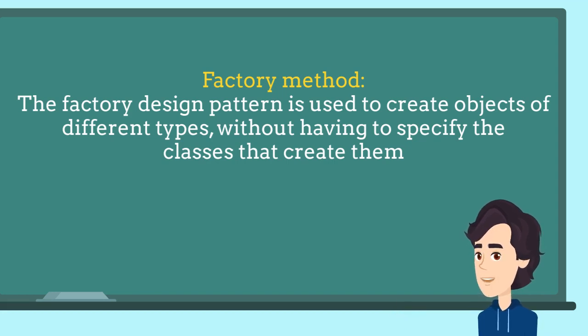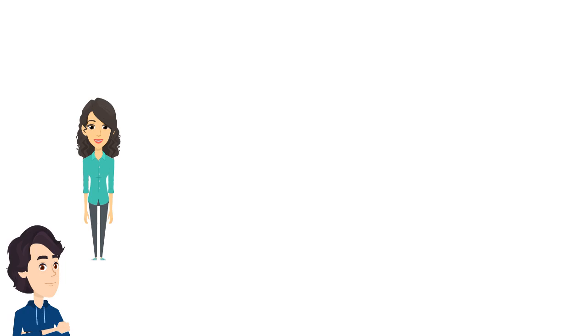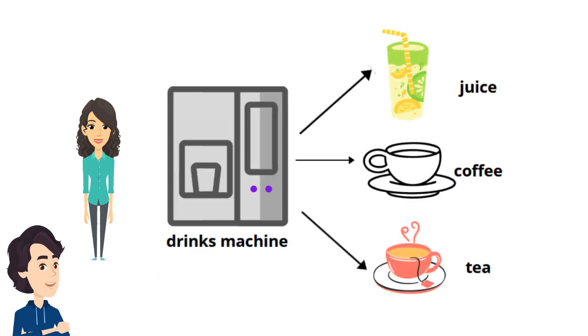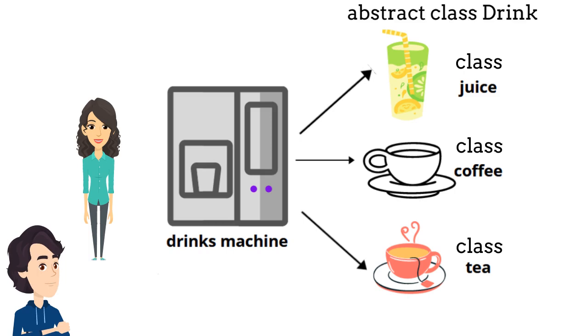We will take an example to understand more. This is Emma. Emma wants to buy a drink machine, which can make her the drink that she wants. So, first we will have a class for each different type of drink: juice, coffee, and tea. We will make them all inherit from an abstract class called Drink. The drink machine will also have a class, which we will call DrinkFactory, and using this class, we will be able to call different objects of the classes Juice, Coffee, and Tea. Now, a student of mine will implement the factory method design pattern.